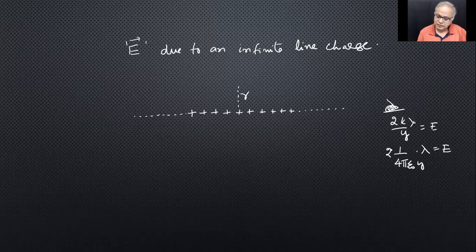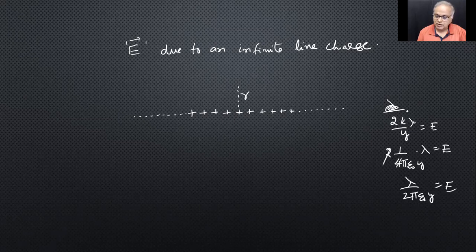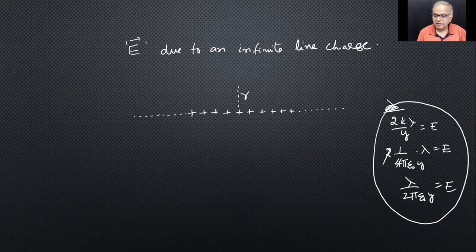So this 2 going away, I'll get lambda by. This was E, we already knew, right? Now, applying Gauss law, what kind of a Gaussian surface can I take? Can you tell me? For that, you need to know the field lines pattern.